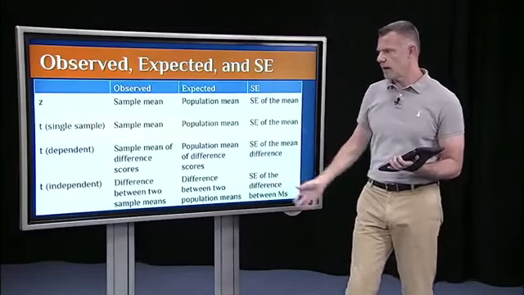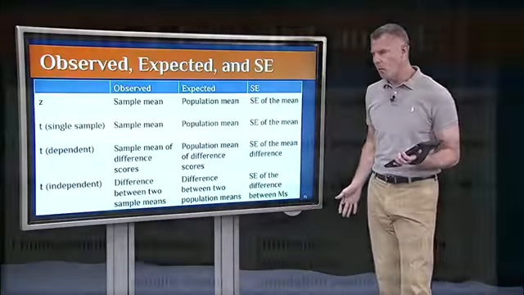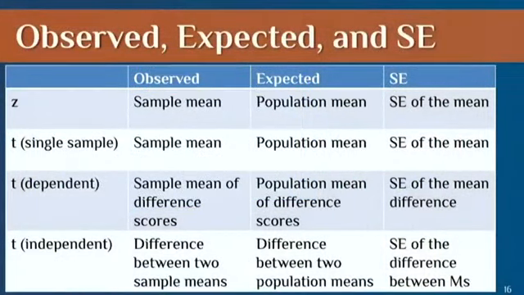So this just provides you with a summary of what the observed, expected, and standard error values are across these four tests. So we have Z, T single sample, T dependent, T independent. The observed in both Z and single sample T is just the sample mean, and you're comparing it to the population mean, and you get the standard error of the mean. Again, what I'm going to focus on in the next two segments are the dependent and independent tests.